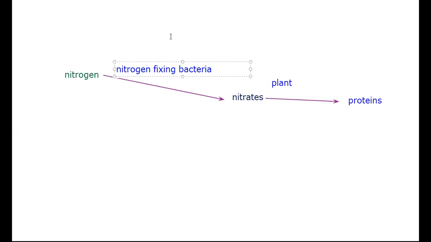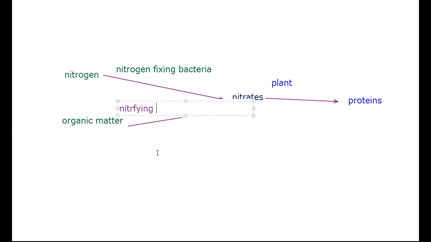The second source is organic matter found in the soil, that is, dead creatures. Organic matter found in the soil will be changed into nitrates by the action of a certain type of bacteria called nitrifying bacteria. Sorry, I forgot it.